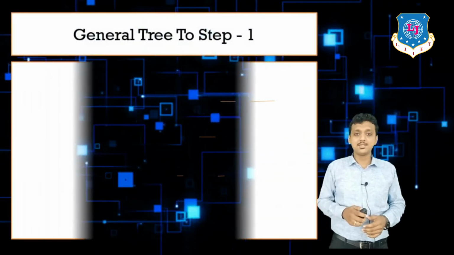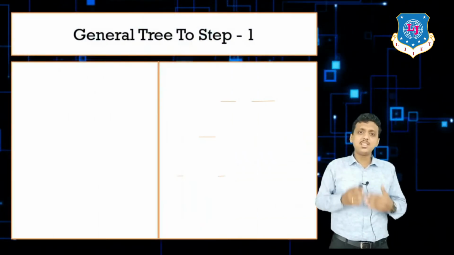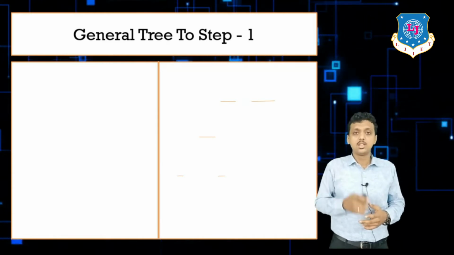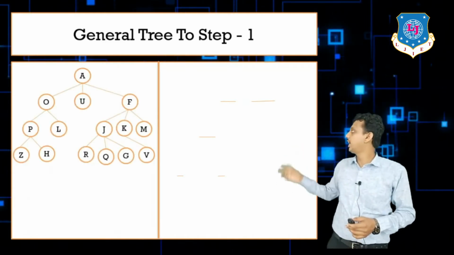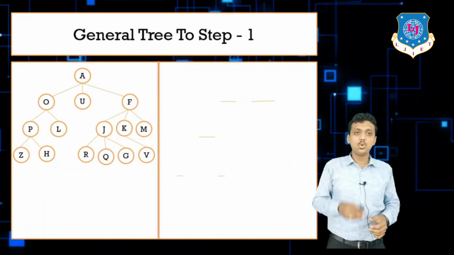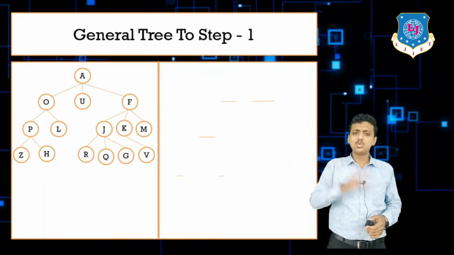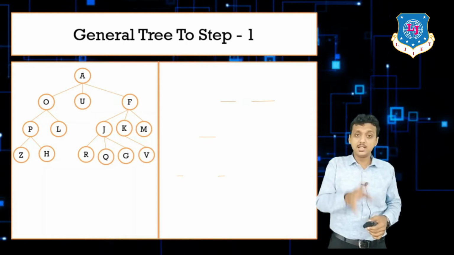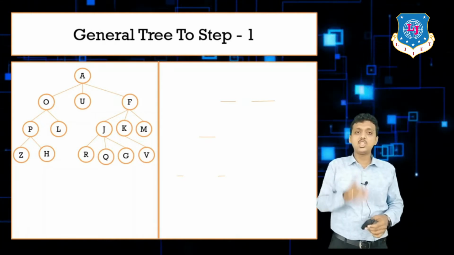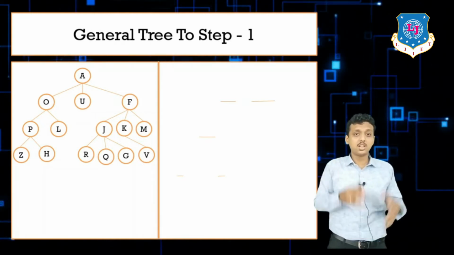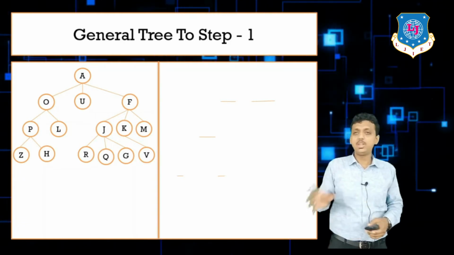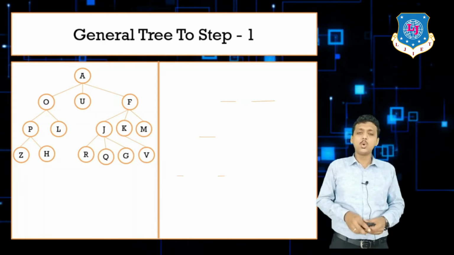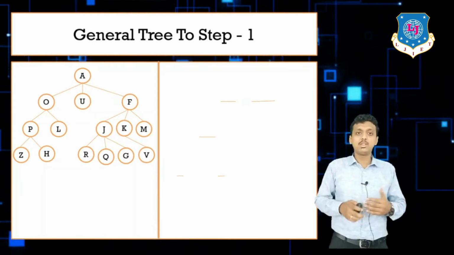So this is the first step, how we can convert the general tree into the binary tree. This is our general tree, root node A. It contains 3 children, that is O, U and F. O has 2 children, P and L. F contains 3 children, J, K, M. J again contains 3 children, R, Q, G. Z and H are the children of P. Now, let's see how to convert this.